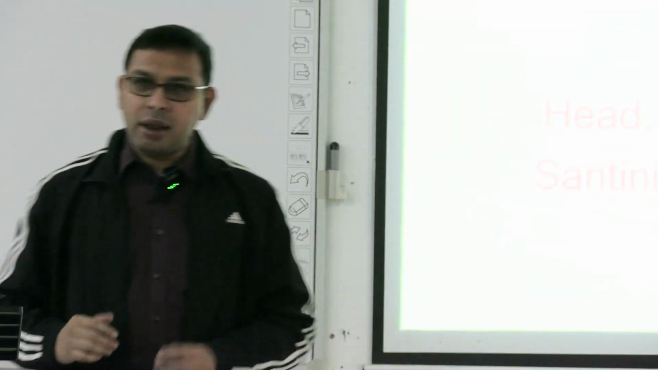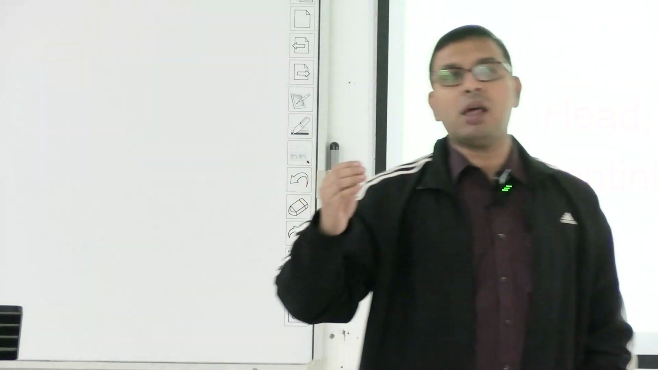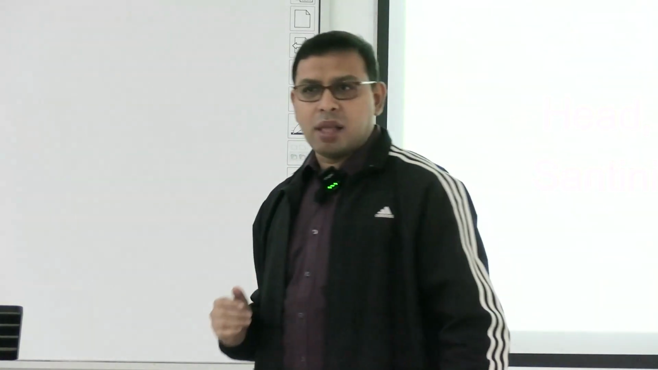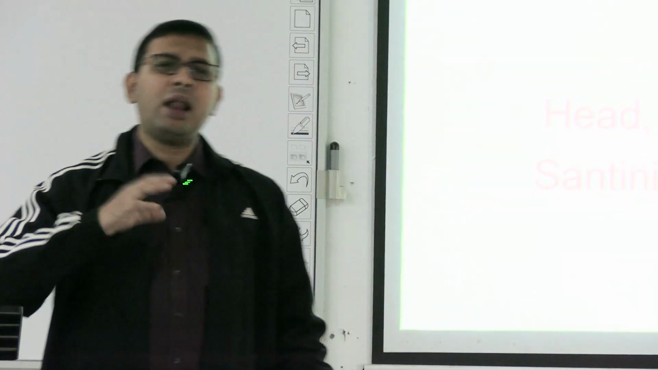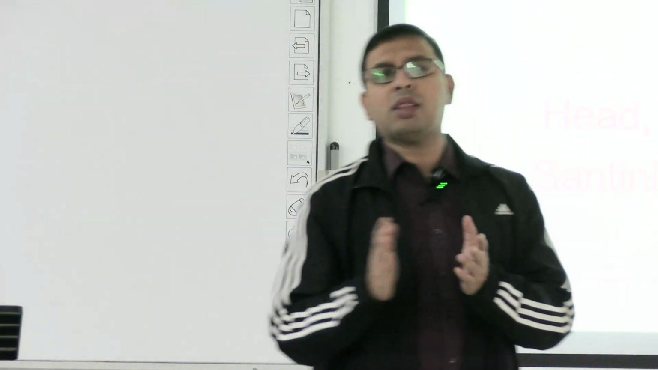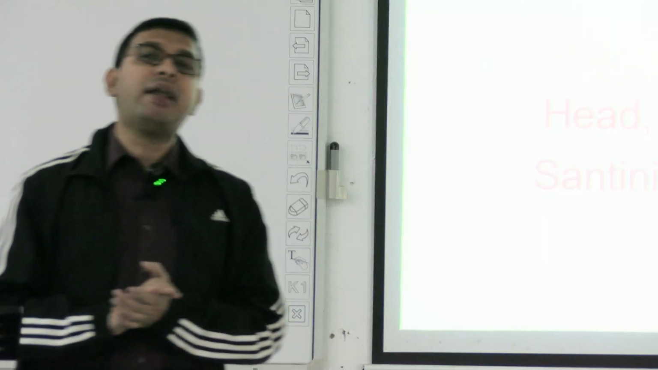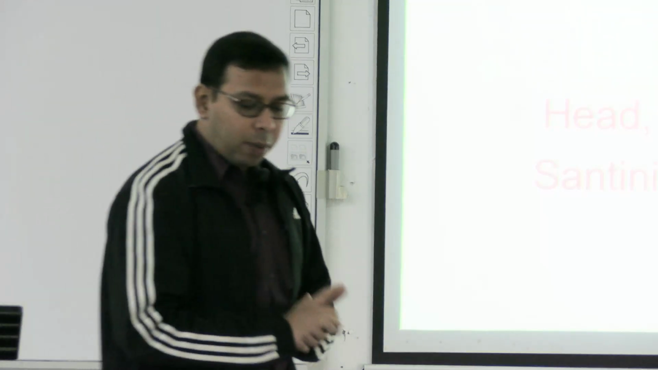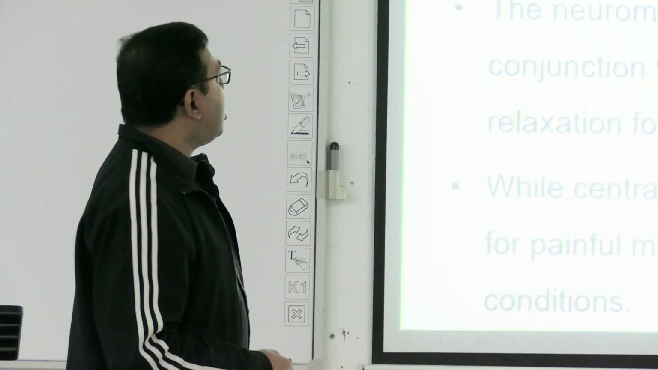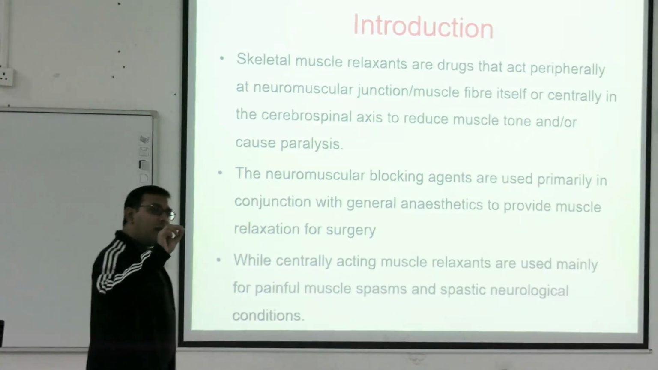On the other hand, there are central skeletal muscle relaxants. Those are mainly used in different spastic conditions or different types of diseases. Apart from this, there are several other skeletal muscle relaxants that can be used in various conditions. For example, dantrolene is one agent that is used in malignant hyperthermia. Okay, we will discuss this. So let's start. I have already discussed what these skeletal muscle relaxants basically act on.